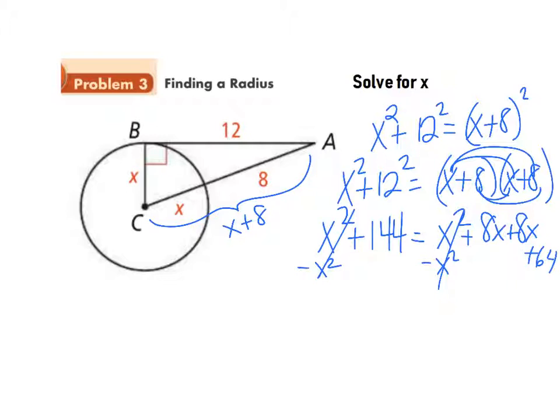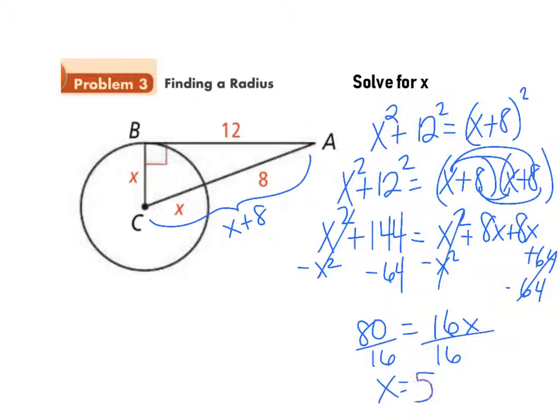I guess they're already over here on the right side, this 8x and 8x. I'll combine those, and I'm going to move this 64 over to this side. So let's subtract 64 on both sides. And 144 minus 64 is 80. And that equals 8x plus 8x is 16x. And the 64's went away. Divide by 16, and we have it. X is 5.